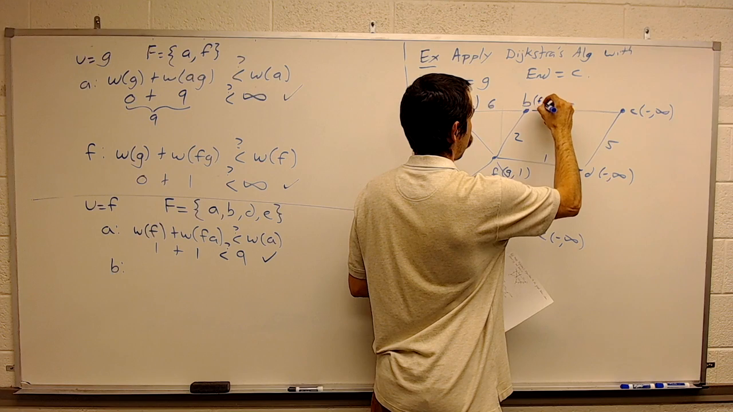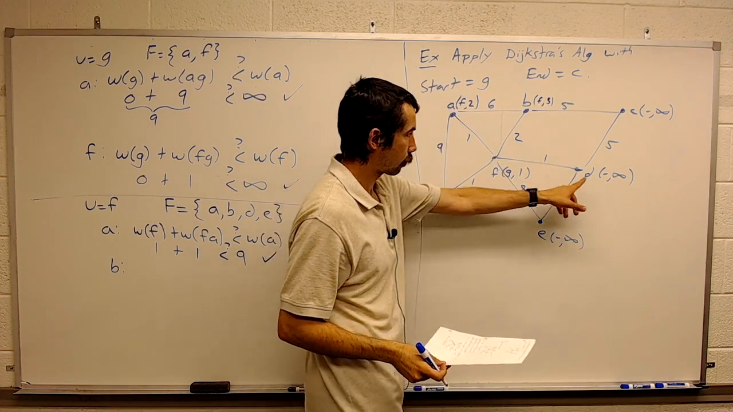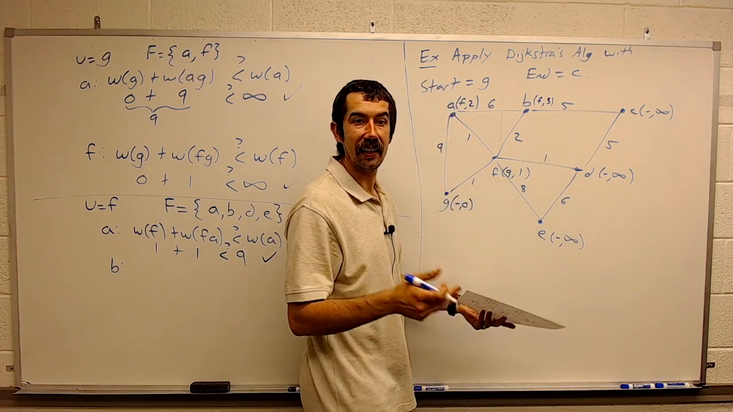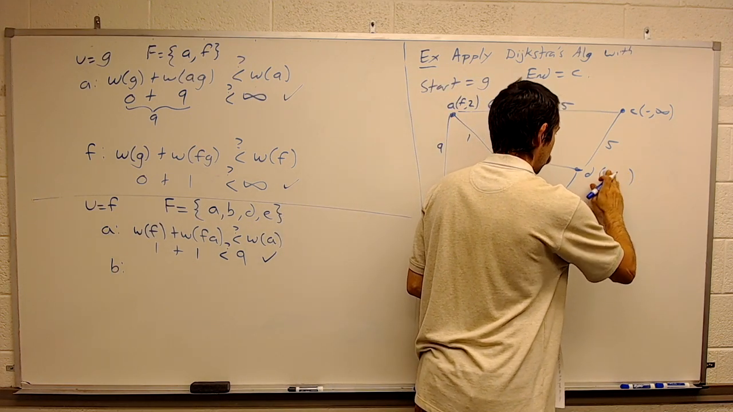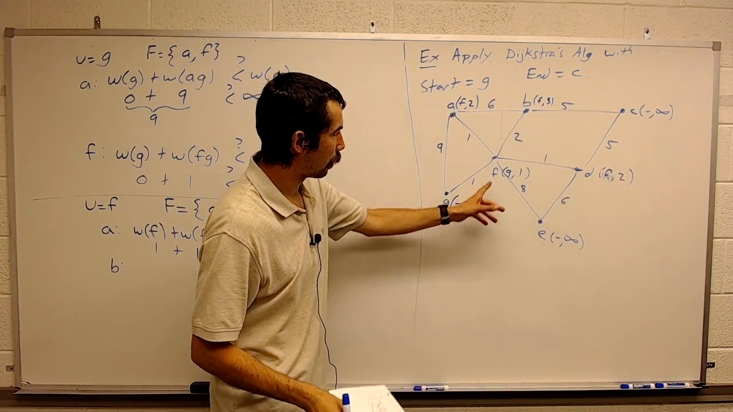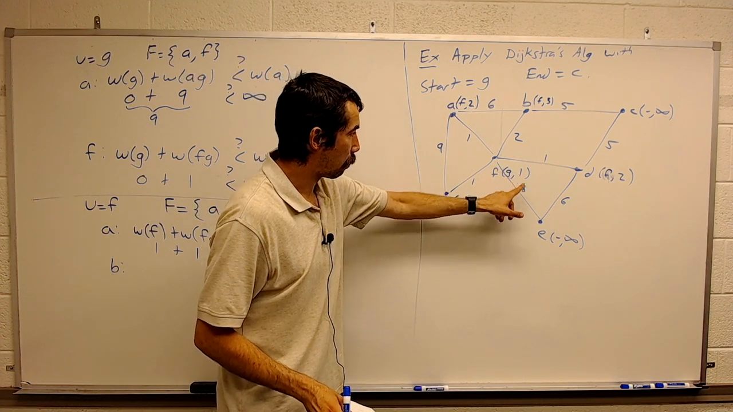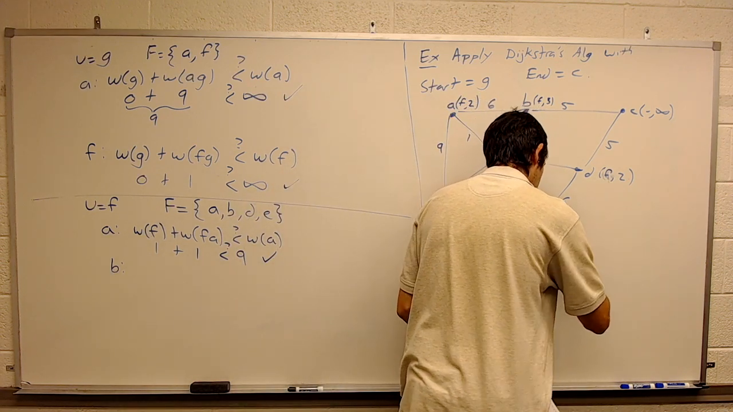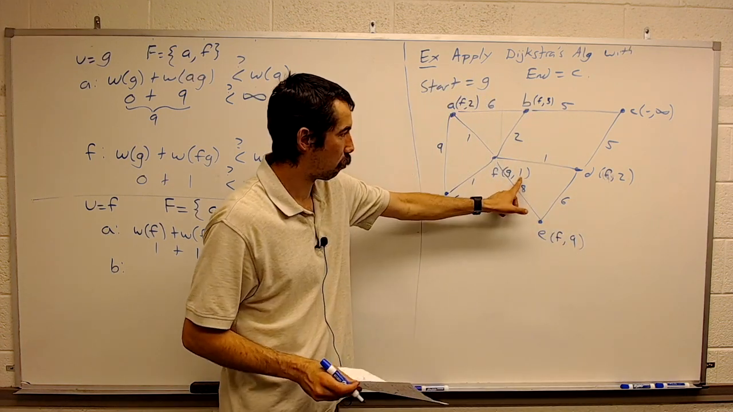So that's F3. Why 3? 1 plus 2. With D, is 1 plus 1 less than infinity? Yes. 1 plus 1 is 2. So we go F, 2. And with E, is 1 plus 8 less than infinity? Yes. So we do F9. Right? The 9 is 1 plus 8.